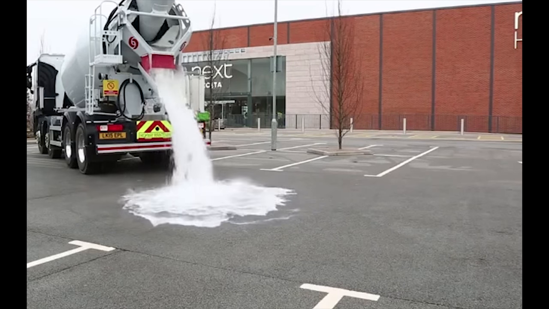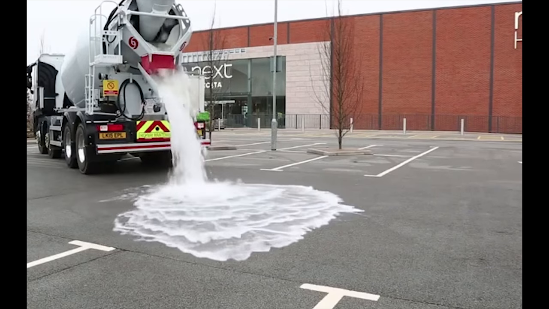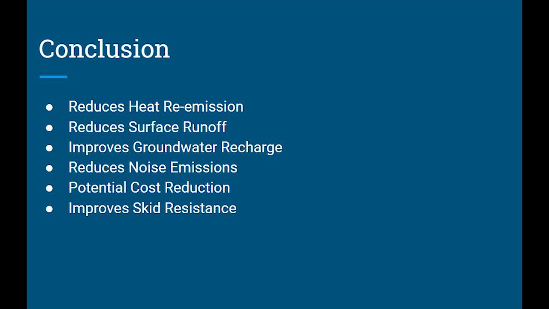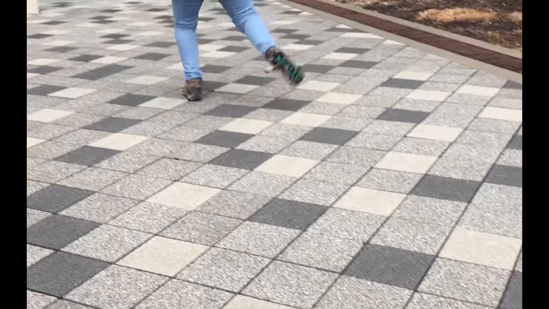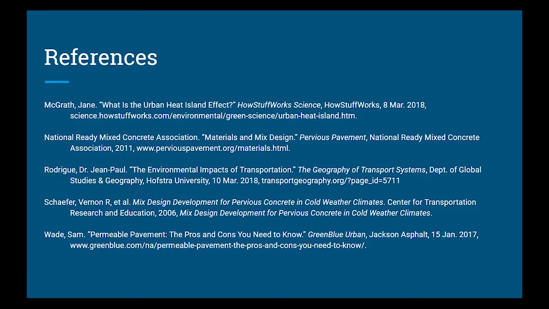Gradual change towards use of permeable pavements would be beneficial to the environment and humans that live in it. It reduces heat re-emission into the environment, reduces polluted surface runoff, improves groundwater recharge, and reduces noise emissions. It also has the potential to reduce costs and increase safety with improved skid resistance. It is not without need for improvements, as there is a lot of required maintenance and low strength and durability that future engineers will have to improve to make wider implementation more possible. All in all, permeable pavement is a viable option to continue doing research on for the future of transportation.